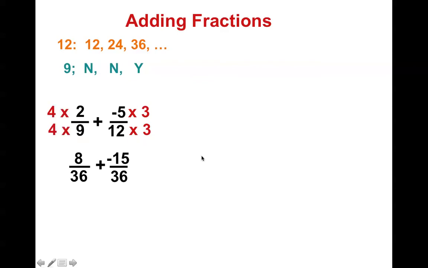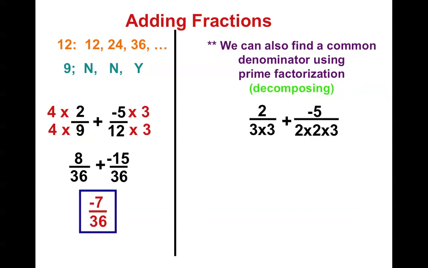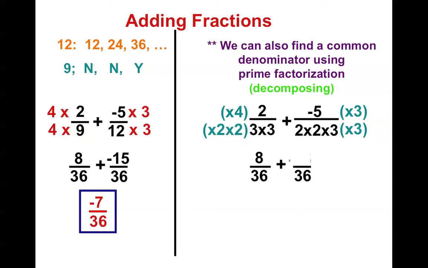8 plus -15, that's the information we learned last chapter. They're different, so we're going to subtract these numbers. There are more negatives, and that's why the answer is going to be -7/36. Could you decompose it? Absolutely. Notice 9 is 3 times 3, and 12 is 2 times 2 times 3. What does this side need? This side needs a 2. What does this side need? It needs another 3. So when I multiply, notice I get the exact same thing.